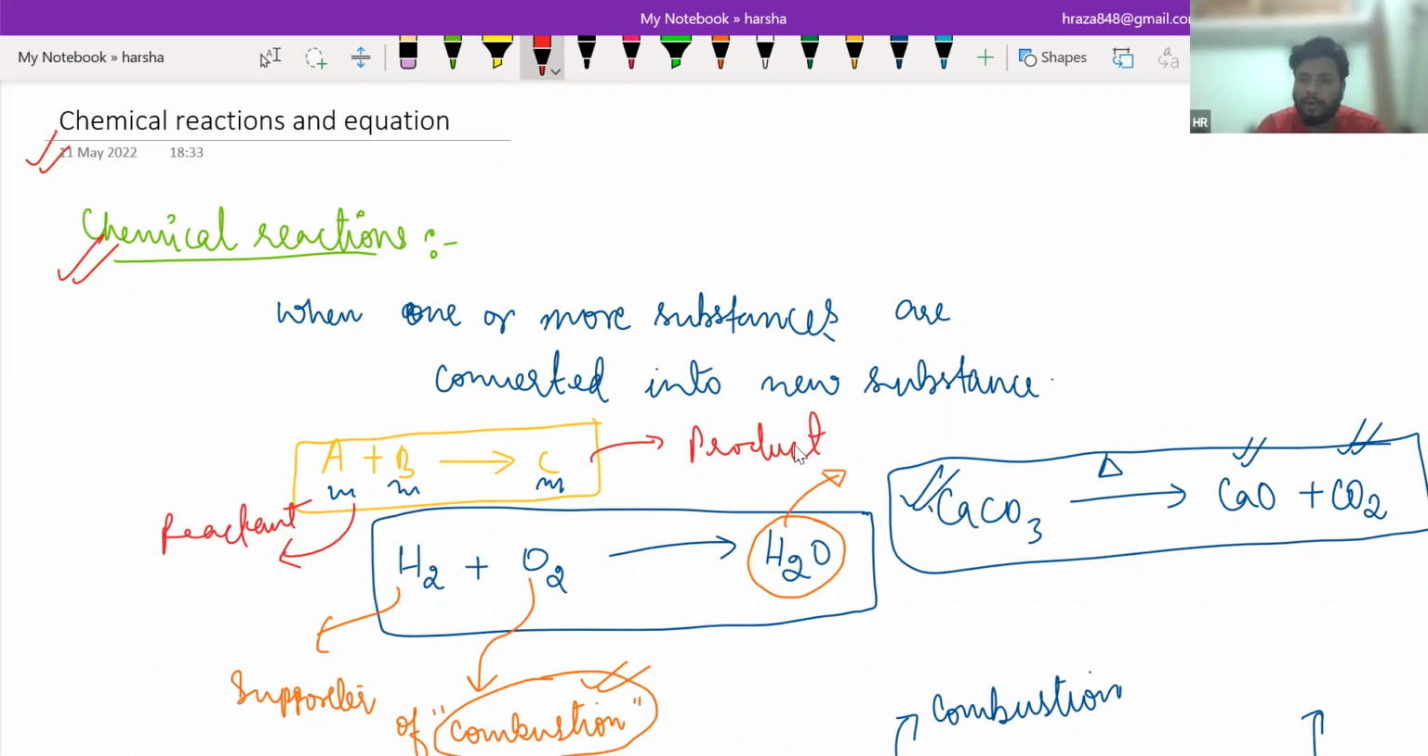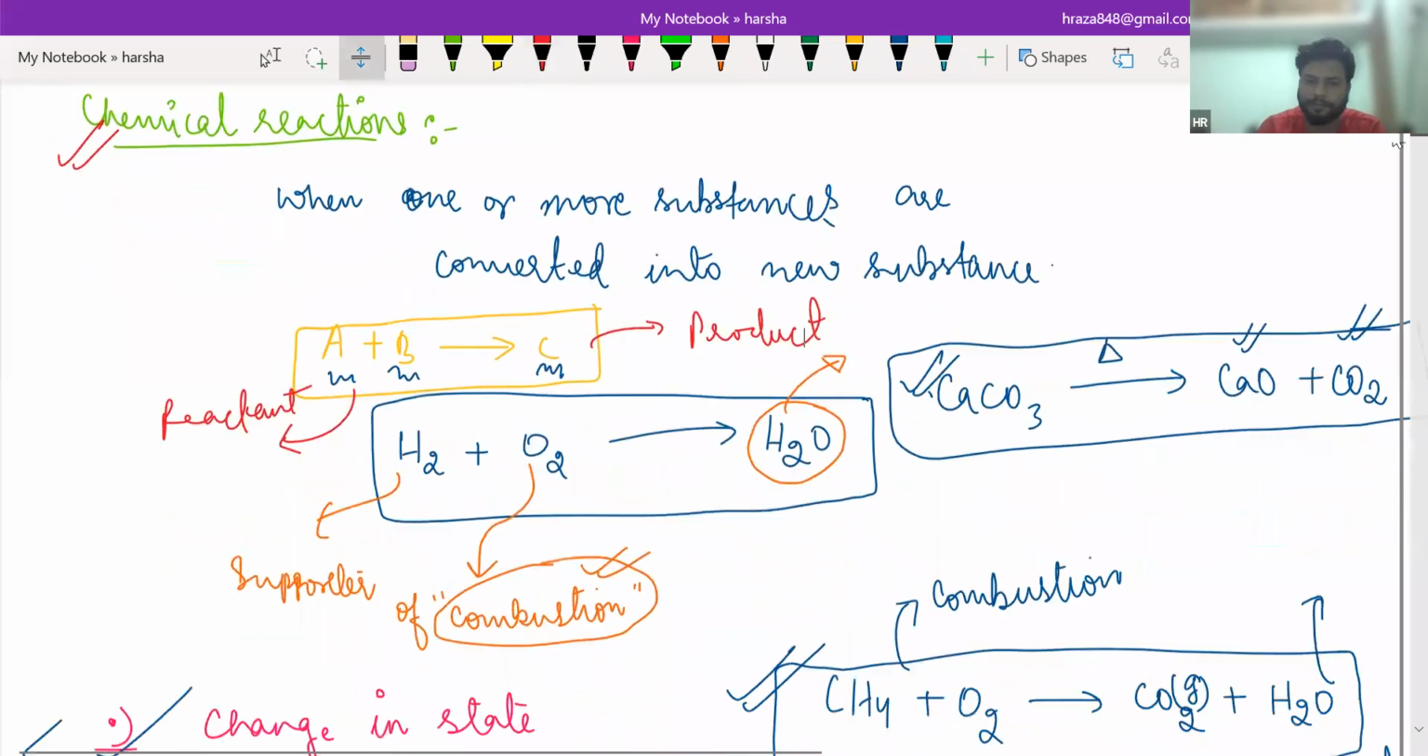Like when we combine hydrogen and oxygen, it forms water. You know what hydrogen is? Hydrogen is a supporter of combustion. Oxygen is also a supporter of combustion. But water is not a supporter of combustion. It is against combustion. So whenever a new product is formed, that product has entirely different properties than the reactants. So this is called a chemical reaction.